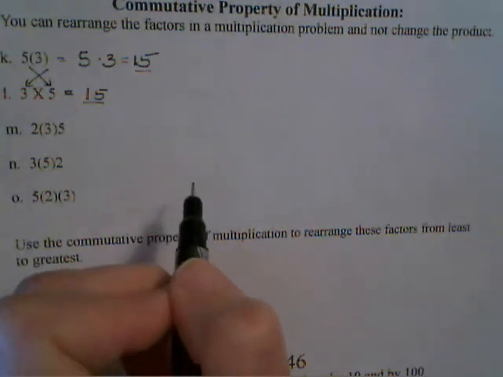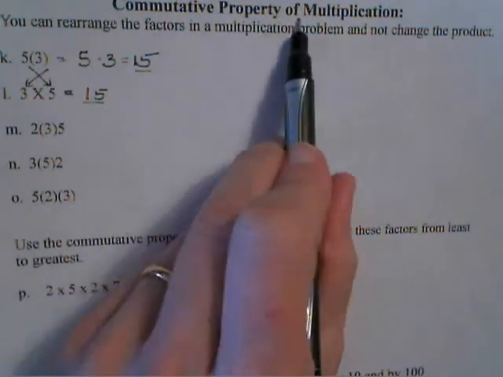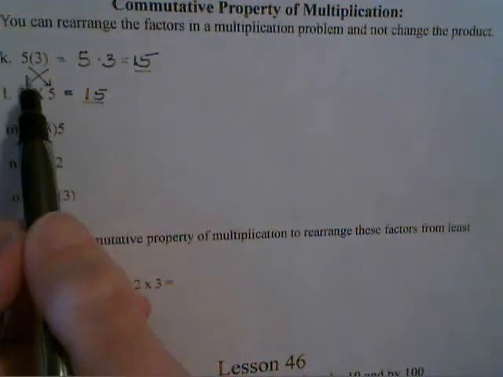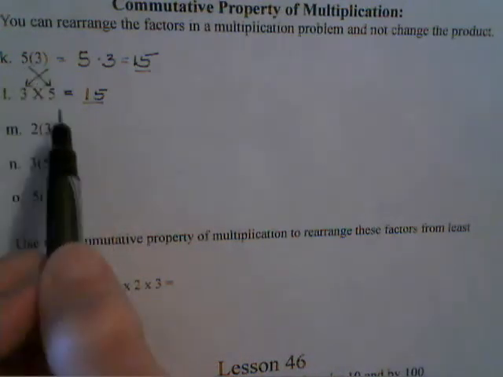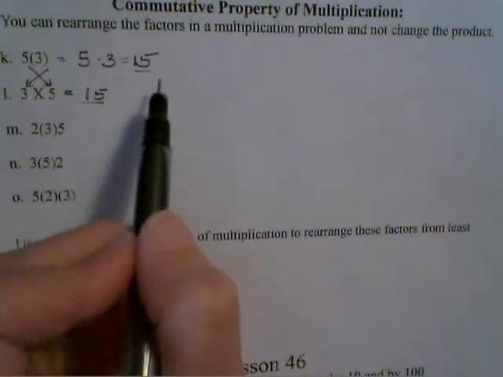So you notice all we did is we rearranged where these guys were, and you came out with the same answer. So what the commutative property of multiplication says is when you are multiplying numbers together, it does not matter what order you multiply your numbers in, you're going to come up with the same product.